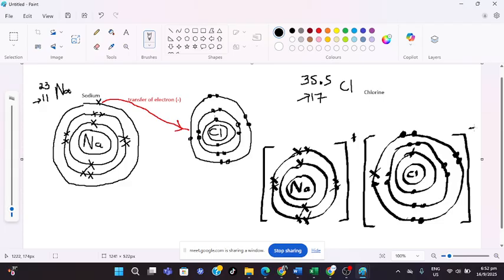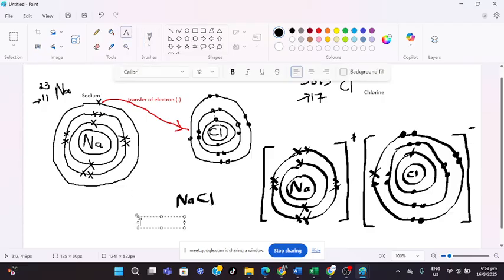That's negative. And now the formula for this is going to be Na, so there's one sodium, Cl. The name of this compound is going to be sodium chloride, NaCl, table salt. Again, take a look at that, take it down. Let me know if there's any issue.